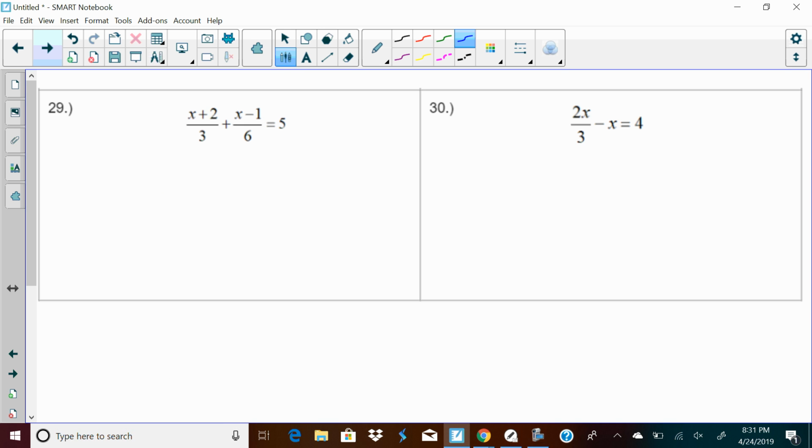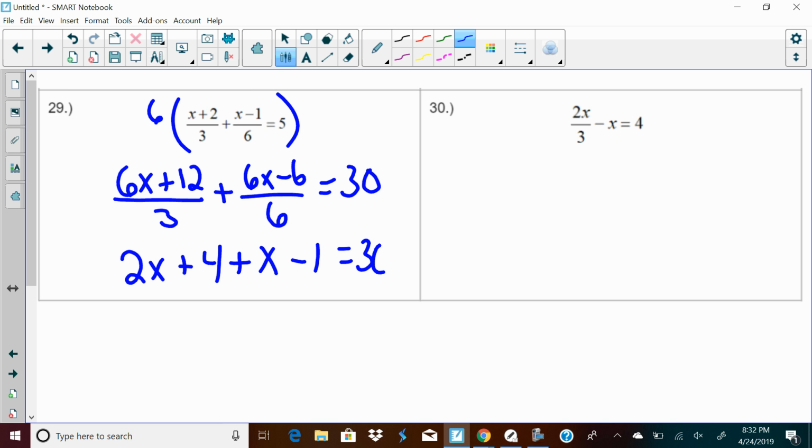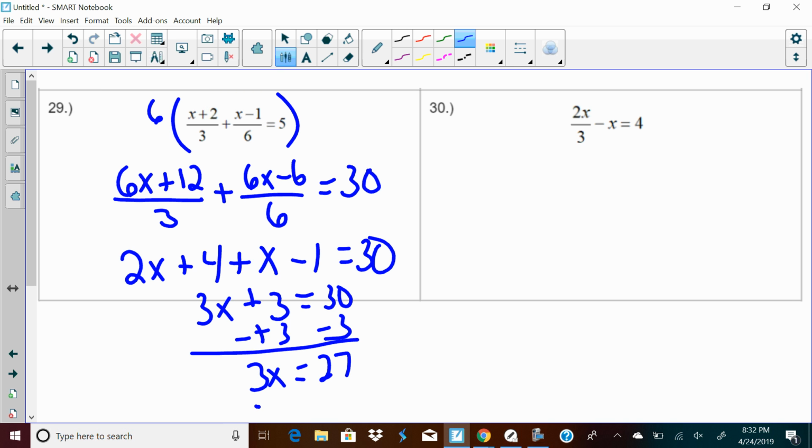Problem 29. Common denominator is 6. So I get 6x plus 12 over 3 plus 6x minus 6 over 6 equals 30. So this simplifies down to 2x plus 4 plus x minus 1. So this ends up being 3x plus 3 equals 30. Minus 3 on both sides. I get 3x equals 27. So x equals 9.